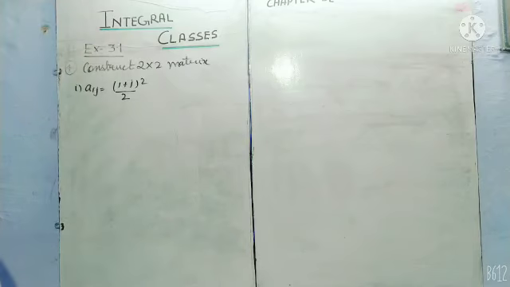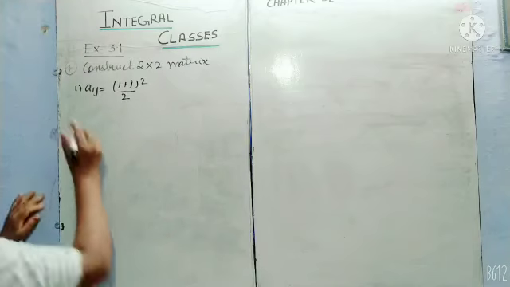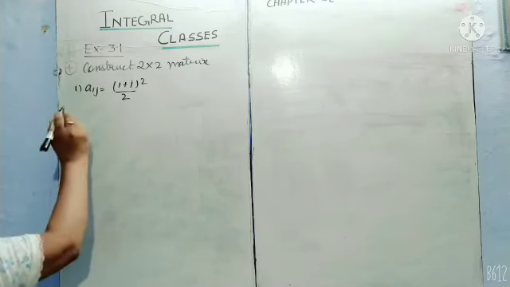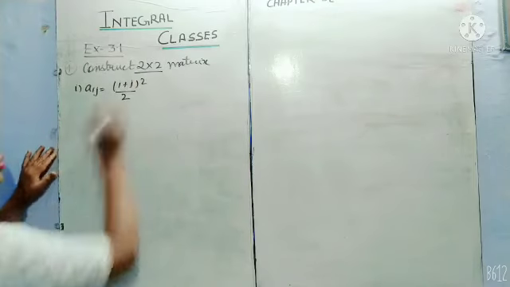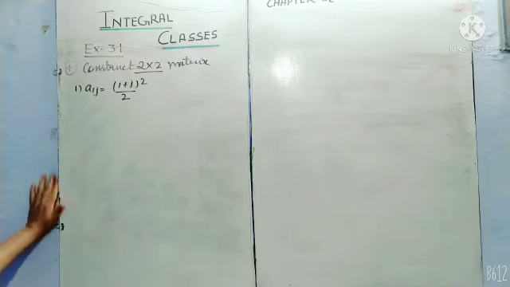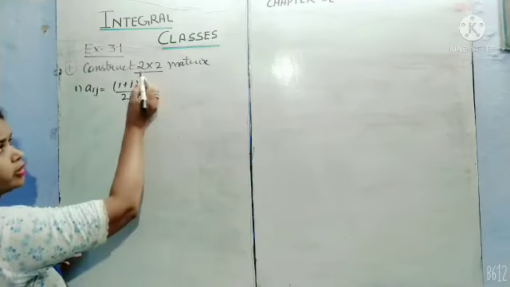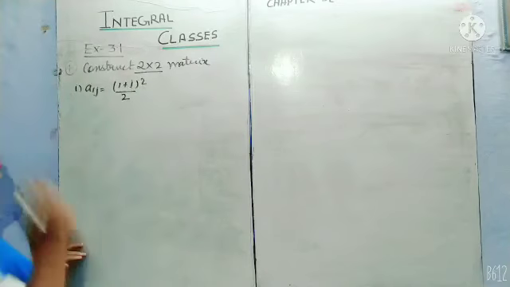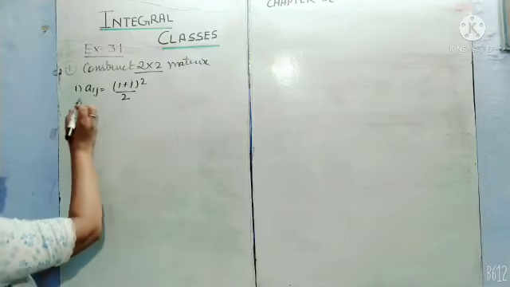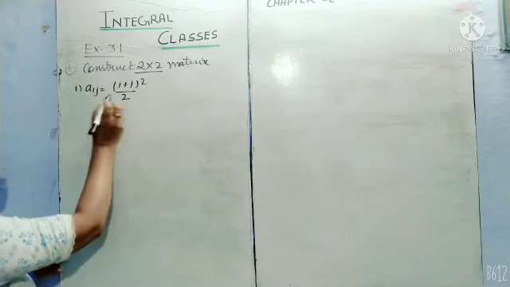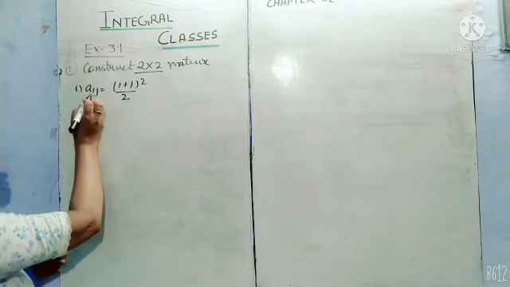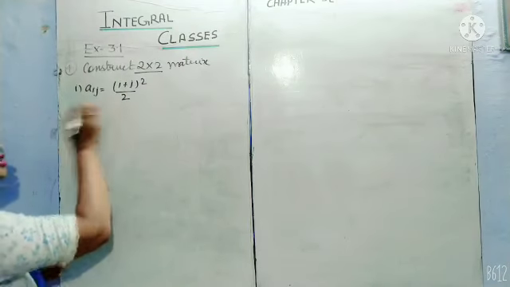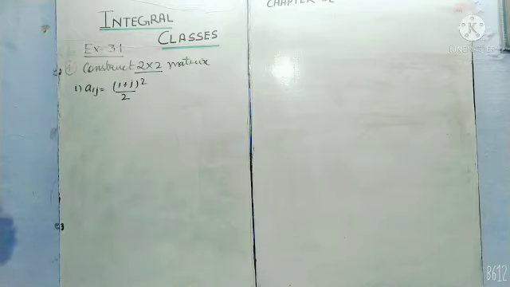Question number 4. Now student, question number 4. Here it is given, construct a matrix which has order 2 into 2. What is the meaning of 2 into 2? It means it has 2 rows and 2 columns. And we have been given the condition Aij equal to (i plus j) whole square by 2. i denotes the row and j denotes the column.